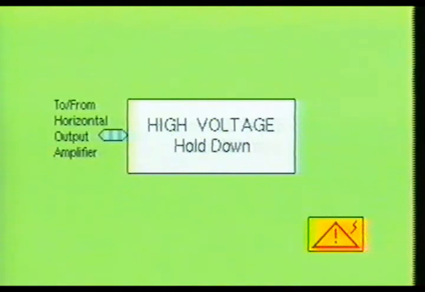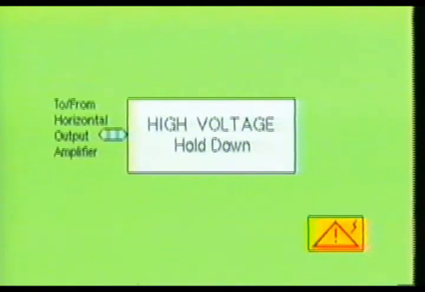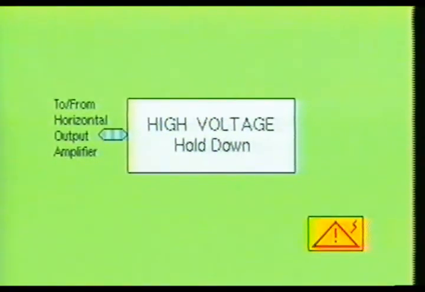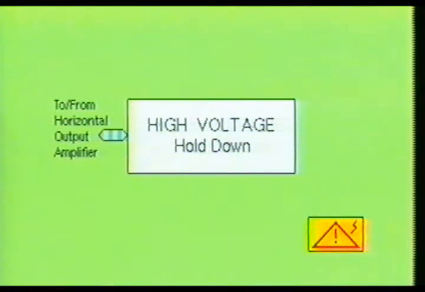The government issued a number of regulations designed to protect the public from excessive radiation being emitted from television picture tubes. This brought about the advent of the high voltage hold-down circuit. The primary function of this stage is to reduce the high voltage output in the event of a malfunction in the high voltage stages, which would result in the high voltage becoming excessive.